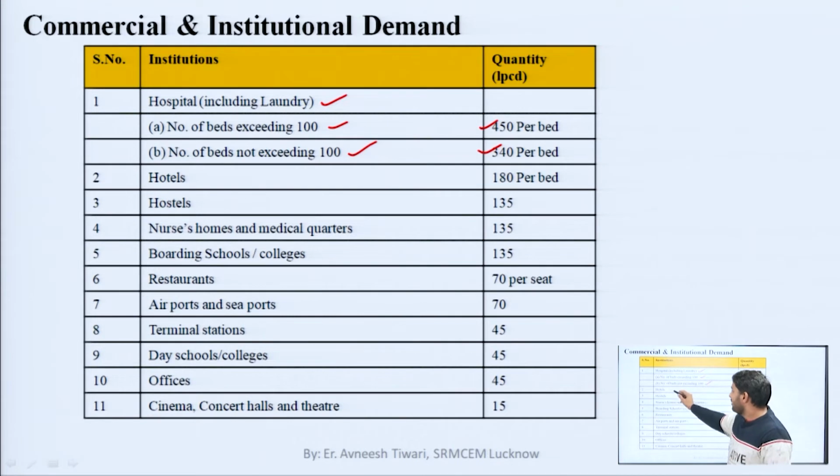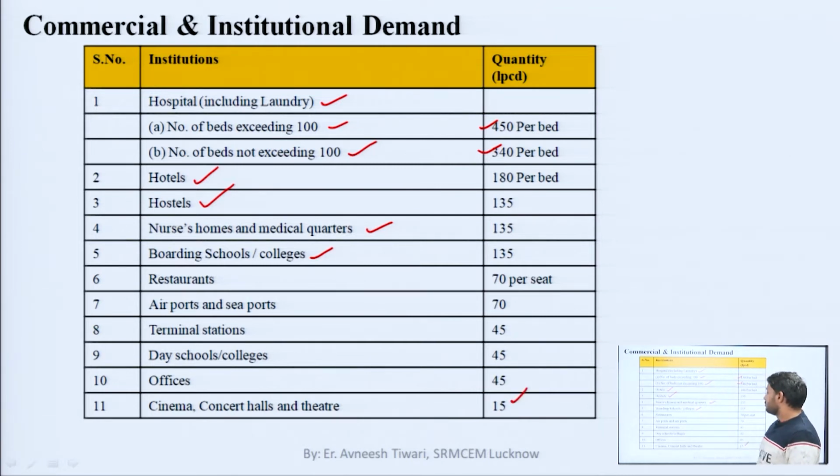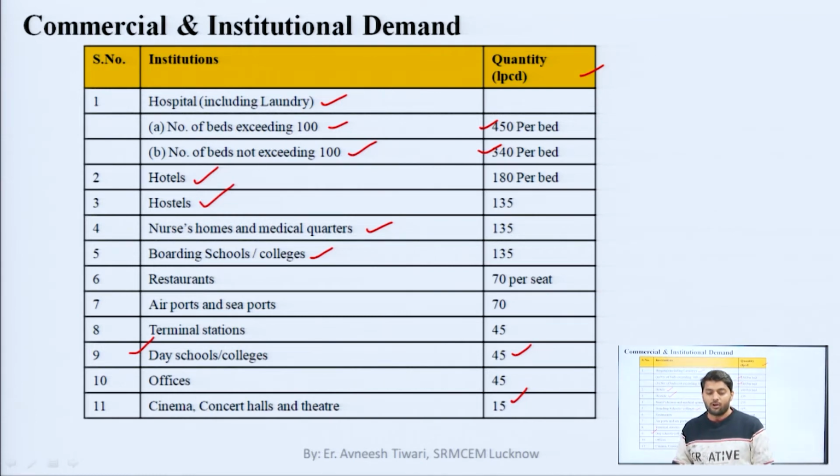So, for different institutes, we have mentioned here the required amount of water. For day schools or colleges, the amount of water is 45 LPCD. So these are the various institutes, and these are the amounts required by the people, or the amount totally required in that particular institute, per capita, per person, per day.